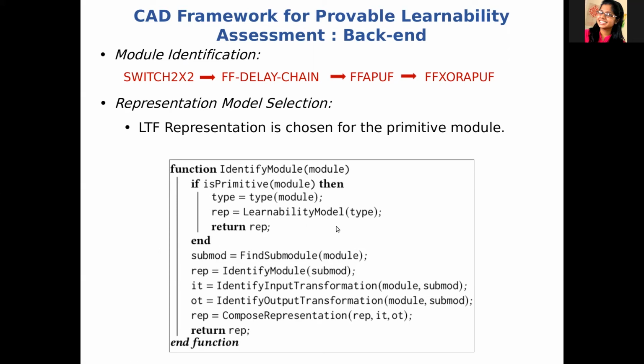After returning to the parent identify module function, it checks here for the input and output transformations. It does that by comparing the current module with the submodules. The submodules are the modules which have been instantiated using the primitive calls inside.